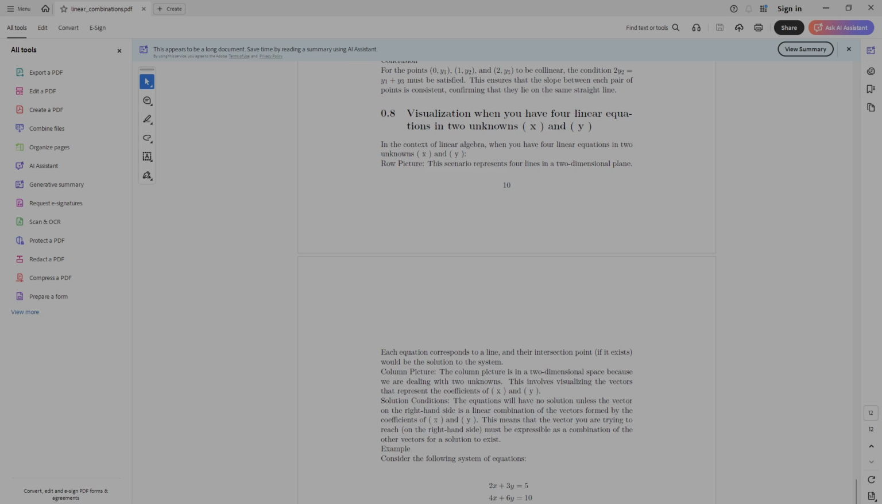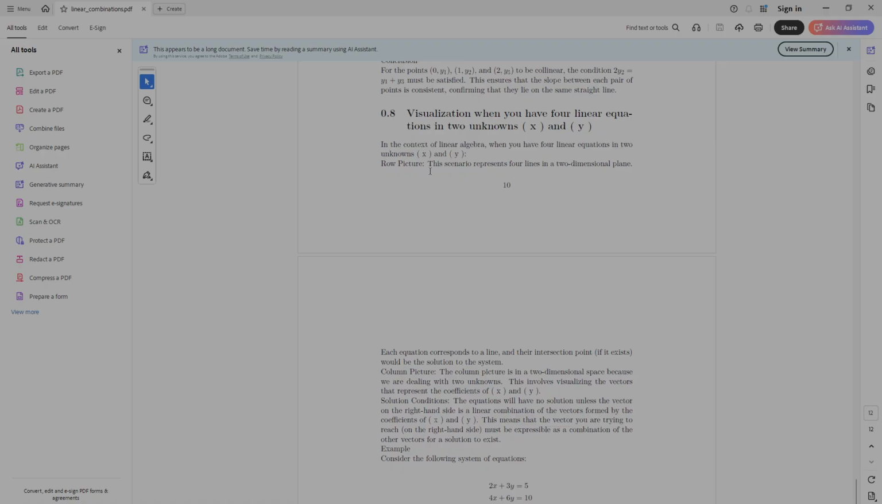Welcome. In this video, I'll be talking about the visualization when you have four linear equations in two unknowns. In the context of linear algebra, when you have four linear equations in two unknowns, the following is the scenario. We're going to talk about the row picture and the column picture.